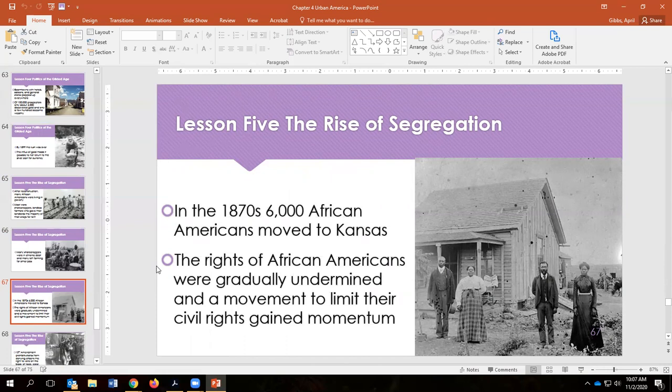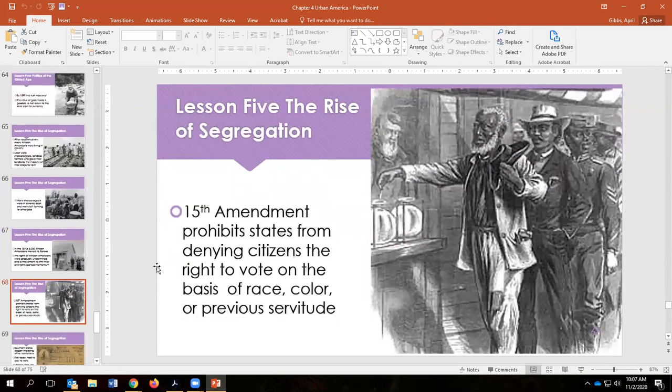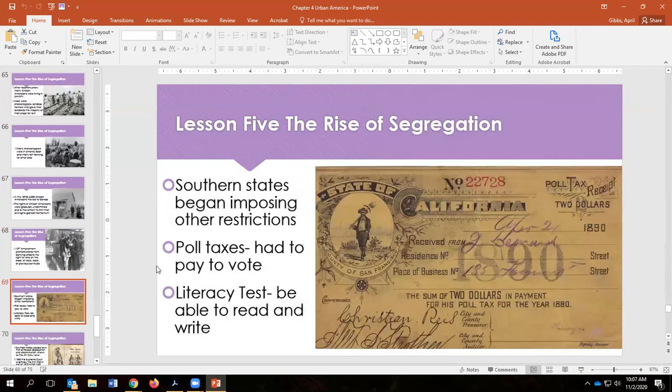The rights of African Americans were gradually undermined, and a movement to limit their civil rights gained momentum. The 15th Amendment prohibits states from denying citizens the right to vote on the basis of color, race, or previous servitude, which means slaves. Southern states began imposing other restrictions, poll taxes. So in order to vote, you had to pay a poll tax. Literacy tests, you had to be able to read and write.